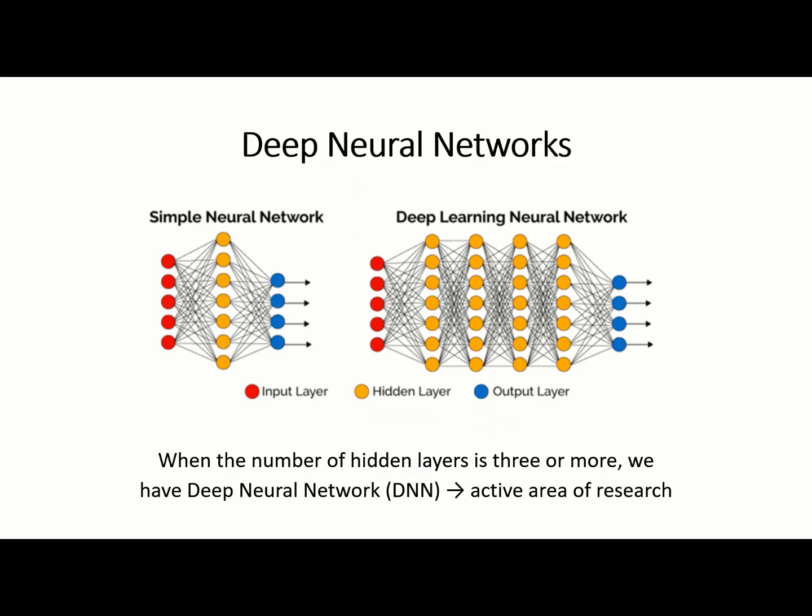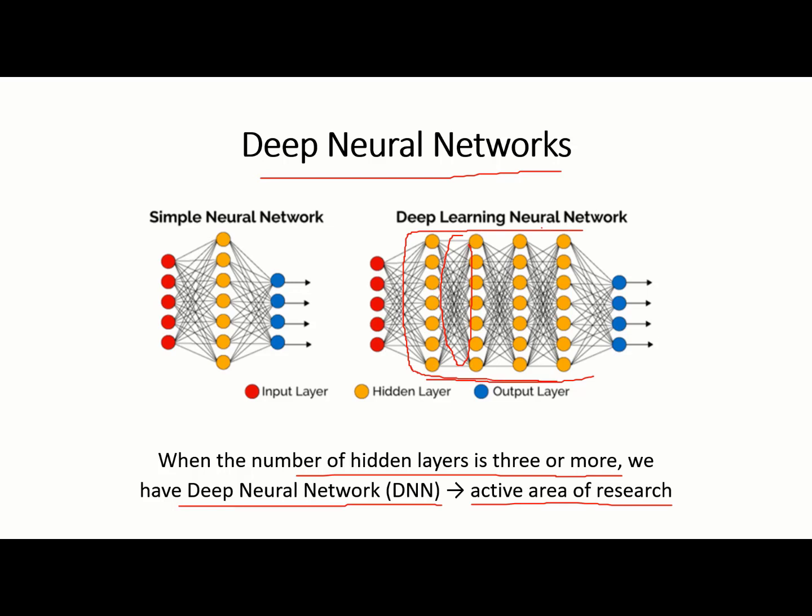A buzzword nowadays is deep neural networks, or deep learning, as they often call it. When the number of hidden layers is 3 or more, the resulting artificial neural network is also known as a deep neural network, and it is an active area of research. So remember, the depth is determined not by the number of neurons, but by the number of hidden layers. In this example, they're showing that there are 4 hidden layers. So that's an example of a deep neural network.